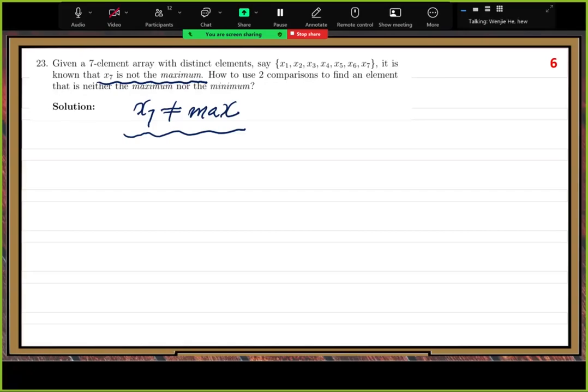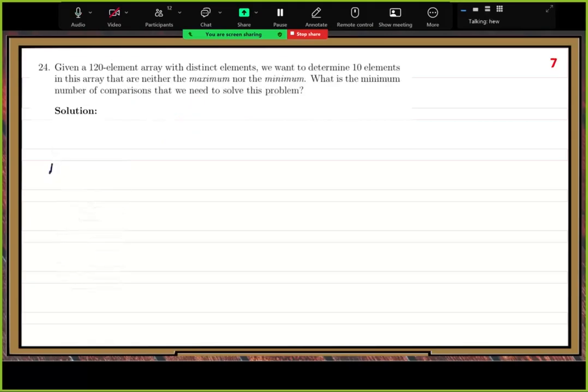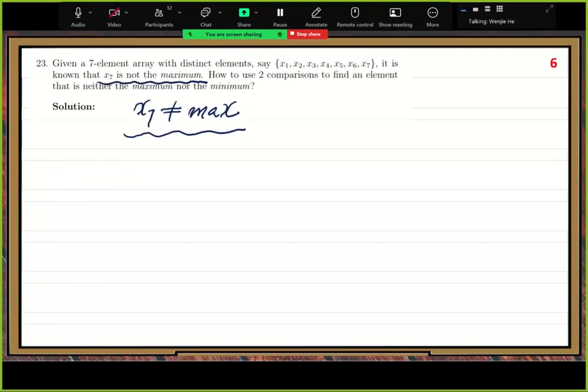Either case, you do not touch x7. So there is no restriction. That way is better than the first way, because the first way has some limitation, some restriction. All right. So, the first comparison.